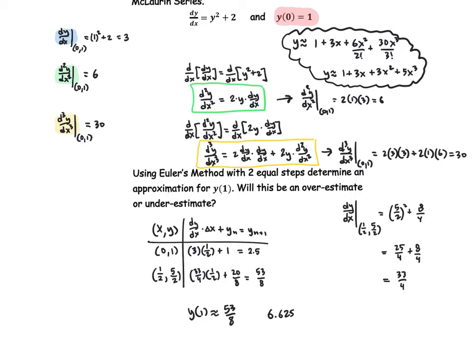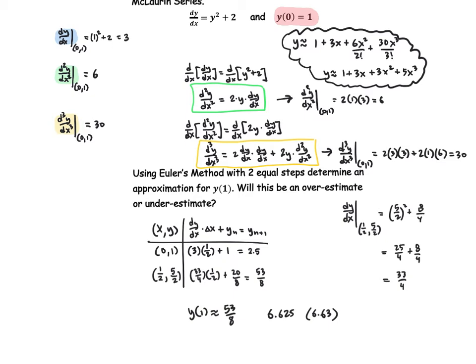Hang tight. Let me get my calculator. Wow, how come I can't divide numbers? Okay, so 53 divided by 8. Hey, I was right. 6.625. So 3 sig figs, I don't know if they'd have you answer this question this way, but 3 sig figs would go 6.63. Now, will this be an overestimate or an underestimate?